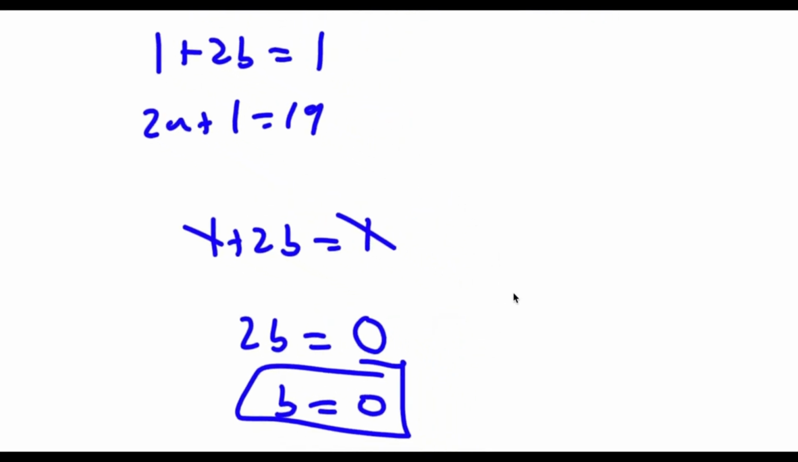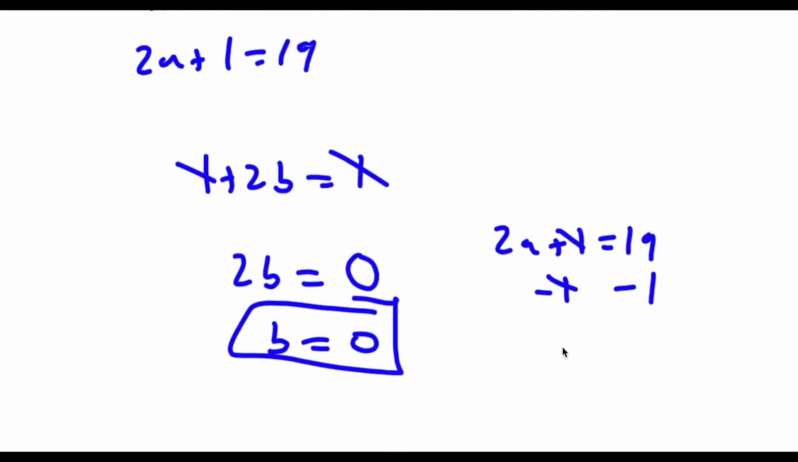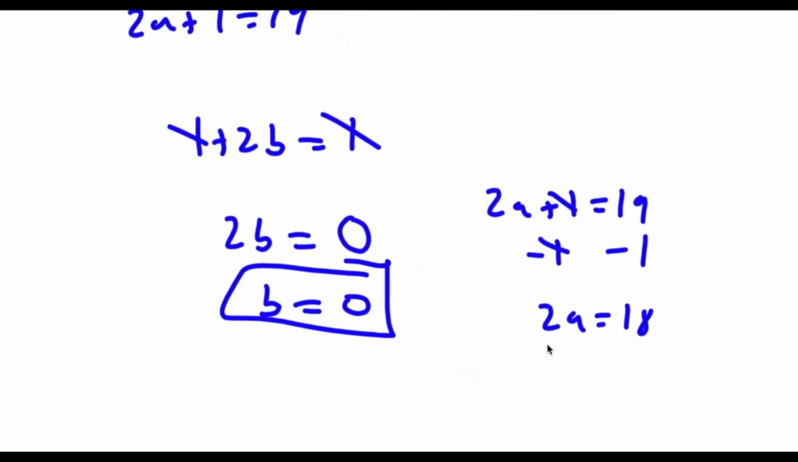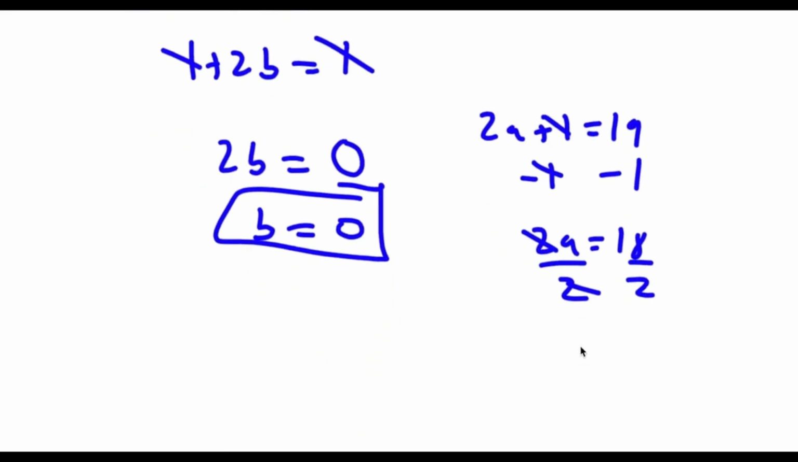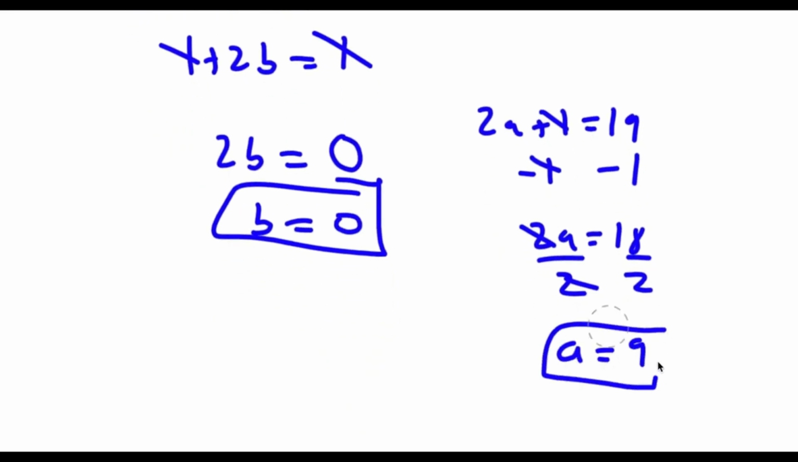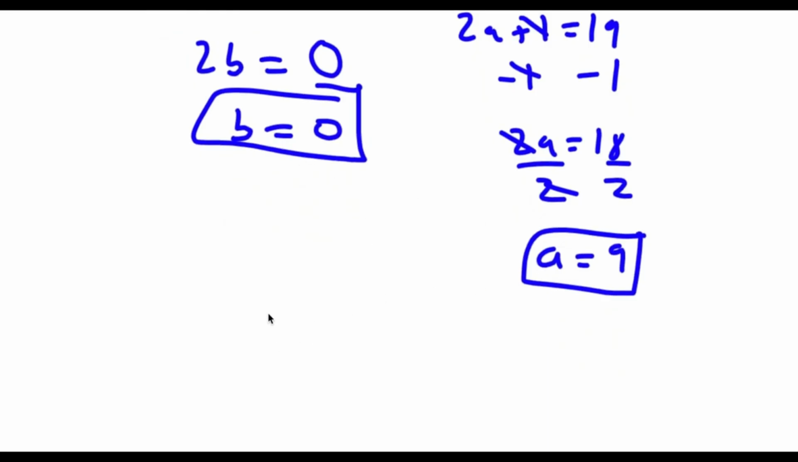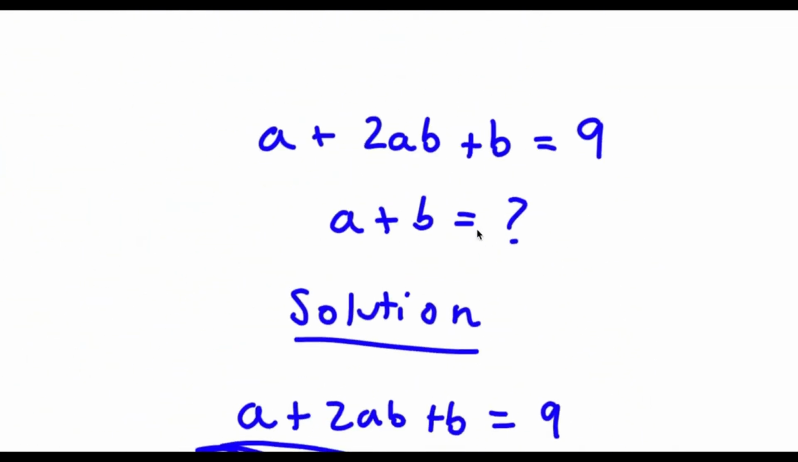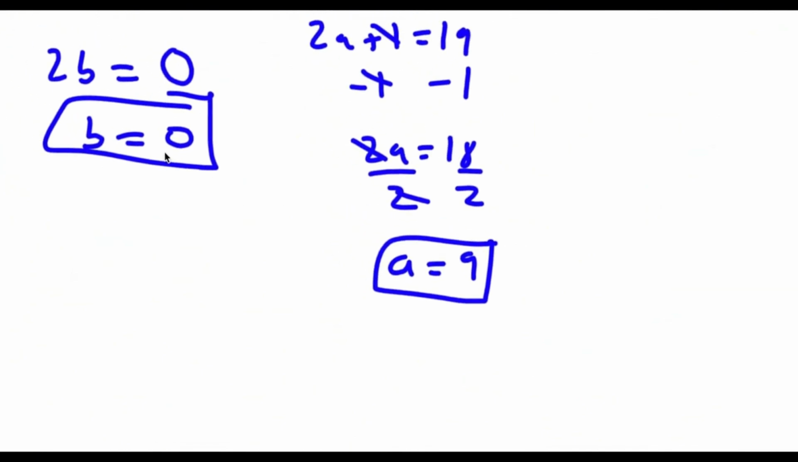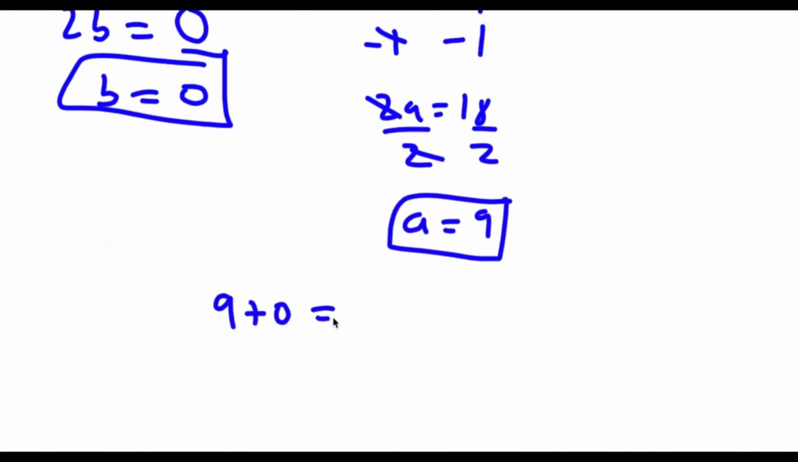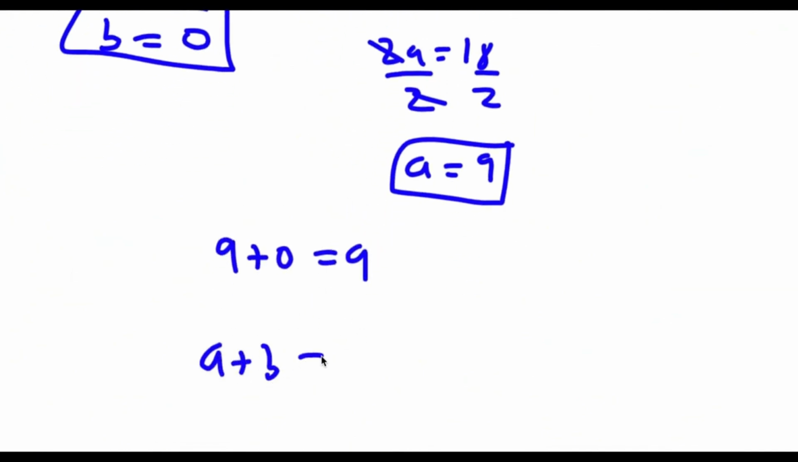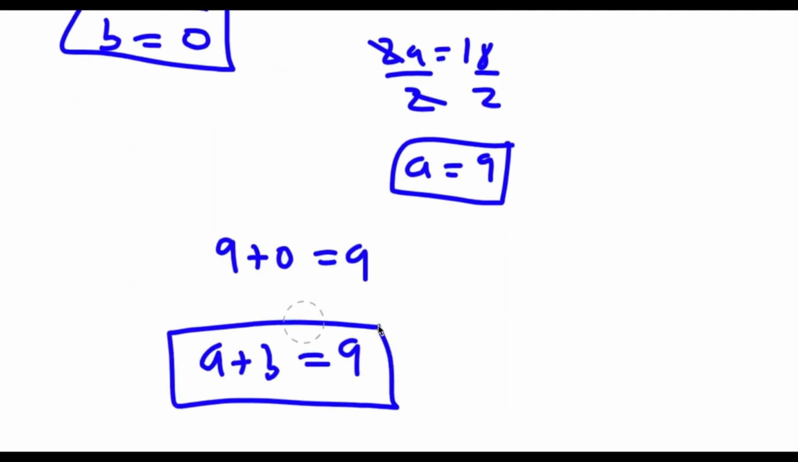Now for 2a plus 1 equals 19, I can simply subtract 1 on both sides. These two cancel out. So I'm left with 2a equals 18. Now if I divide both sides by 2, I'm left with a is equal to 9. So the value of b is 0 and the value of a is 9. So now we need to find the value of a plus b. Well, if we know that b is 0 and a is 9, well, 9 plus 0, that's simply equal to 9, meaning a plus b is equal to 9. So this is my answer.